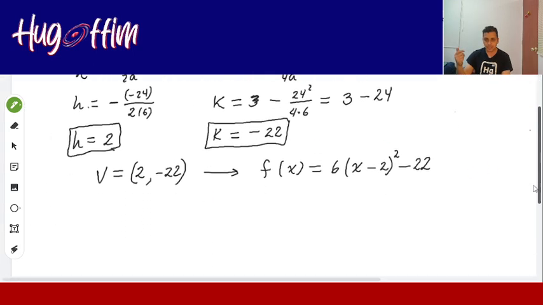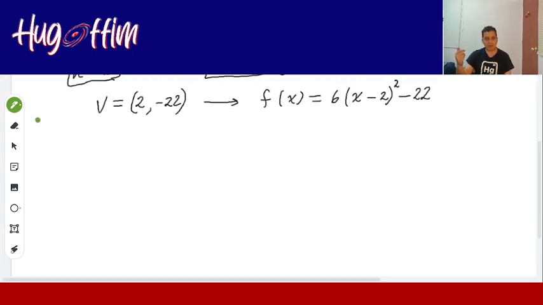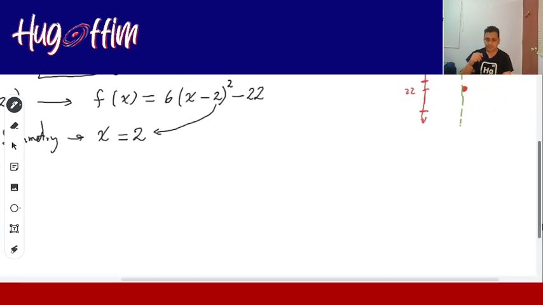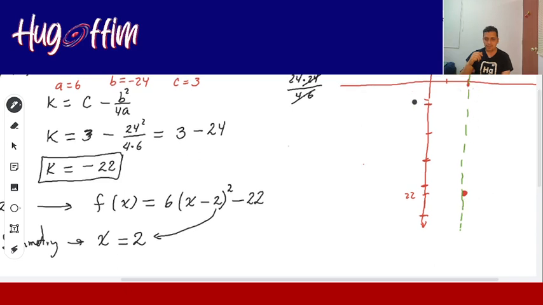This is the information you can get from the vertex form. When you have it in vertex form, immediately you know that the line of symmetry is just x equals 2. The x coordinate of my vertex should be the line of symmetry, because the line of symmetry cuts my quadratic function in two parts. This is what you can see here. So you have your vertex and your line of symmetry.